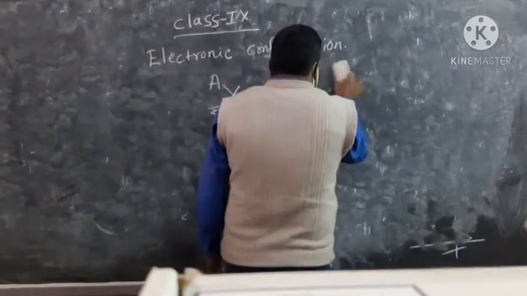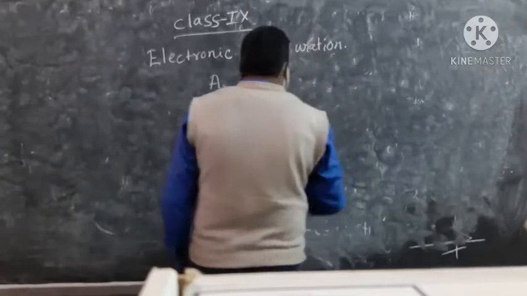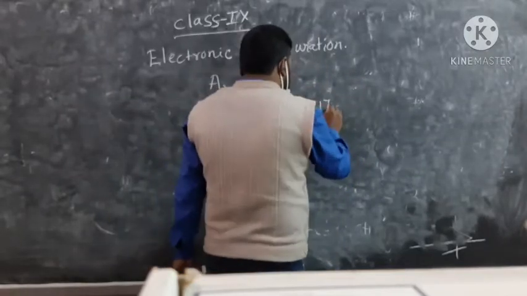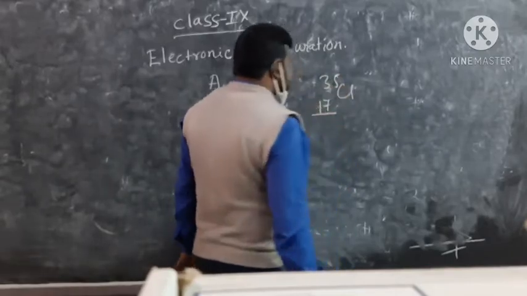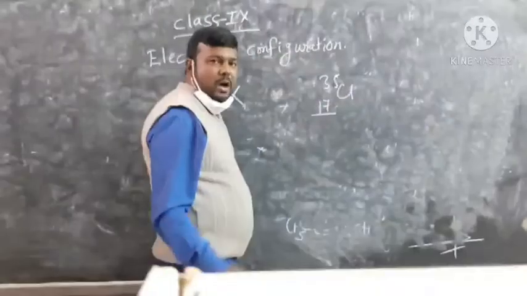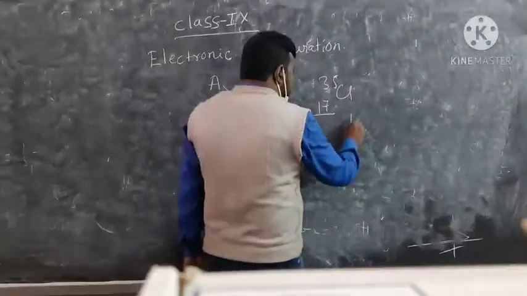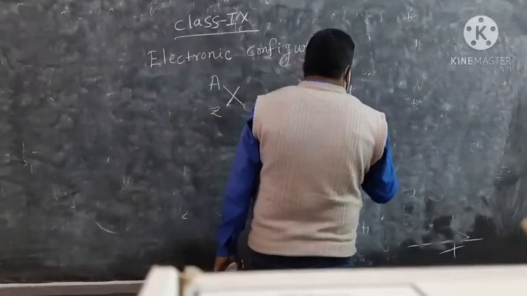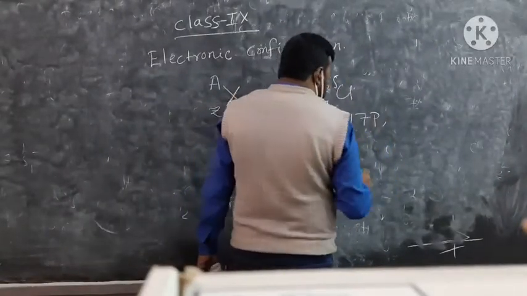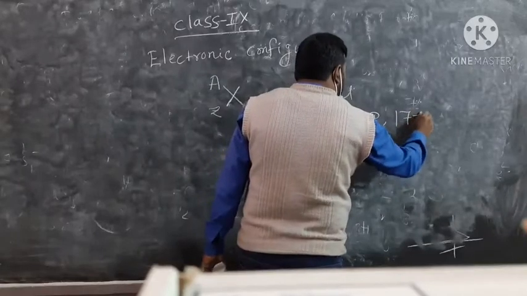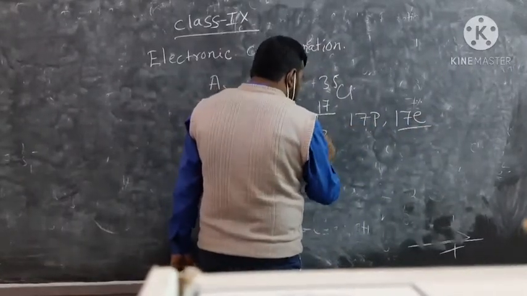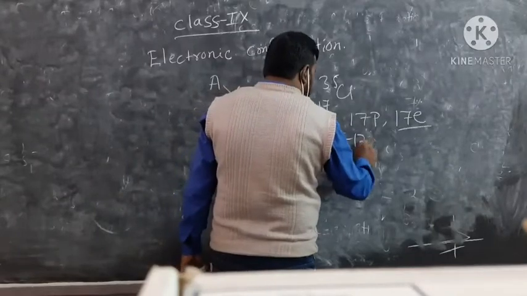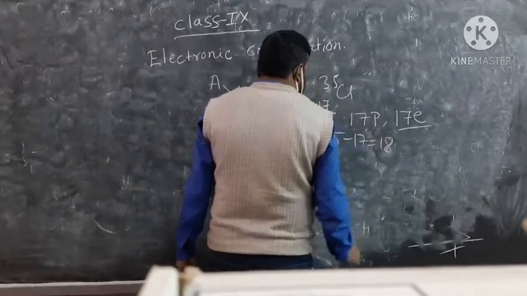So now come here. What element is represented like this, 17Cl35? It means that 17 is its atomic number. So how many protons are there? A total of 17 protons. And how many electrons are there? Obviously the number of protons and the number of electrons will be equal, 17 electrons. And how many neutrons are there? 35 minus 17 is 18 neutrons.